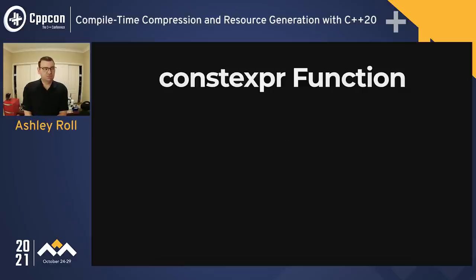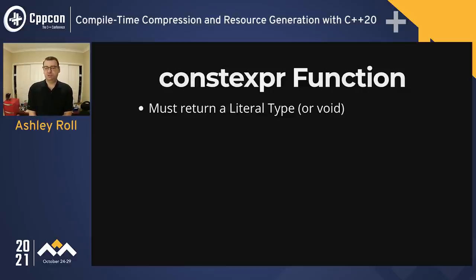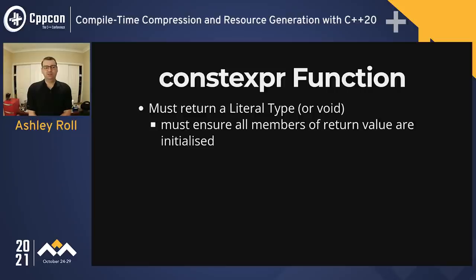Constexpr functions is where the real fun is. They must return a literal type or void. So if you have a constexpr method in an object that does some work, it can do that. It doesn't have to return a value. It must ensure that all members of any return value are fully initialized. And the compiler also works very hard to check for undefined behavior and not let you make any. So it's quite useful in that sense as well.